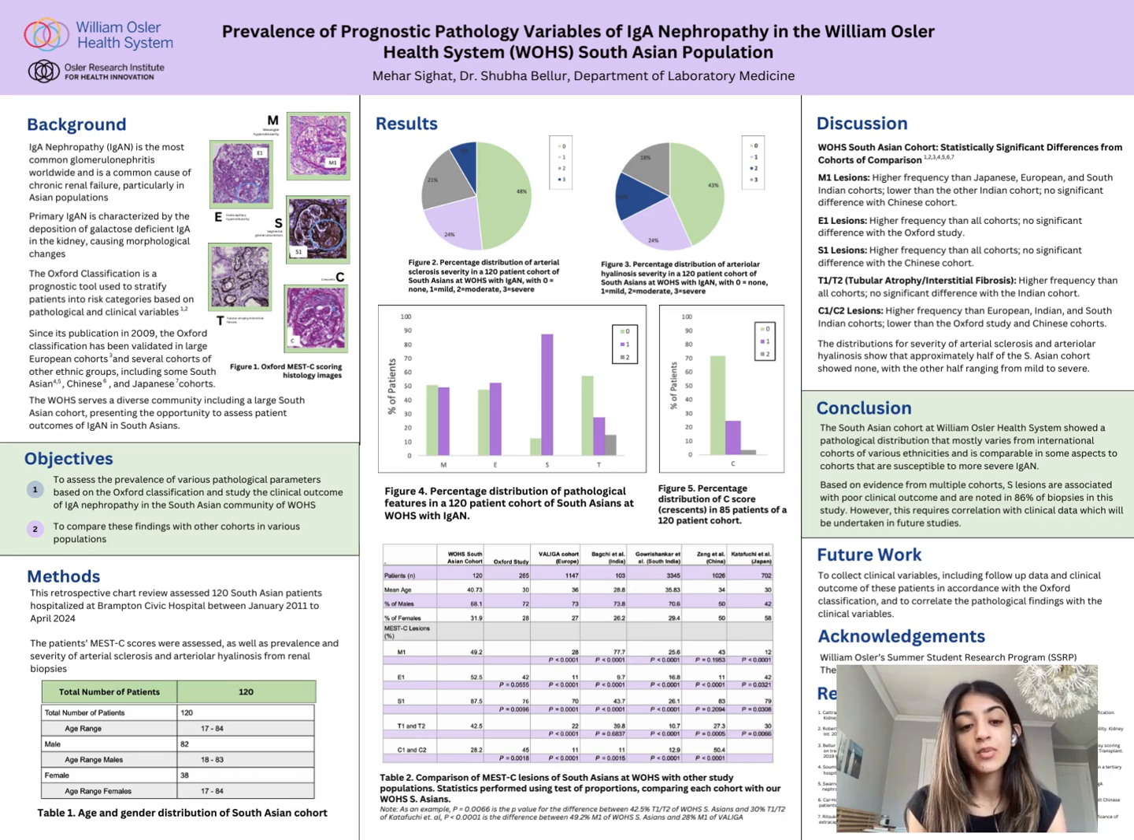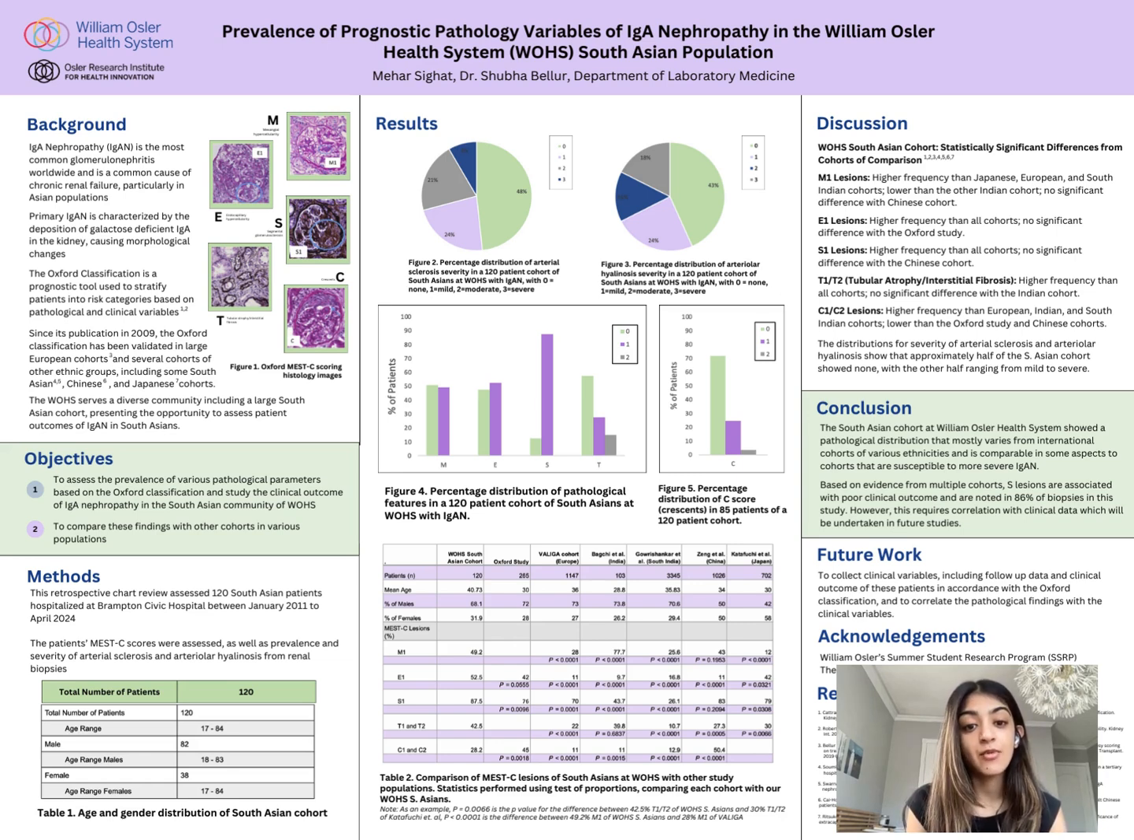We found that in the William Osler Health System cohort, 49.2% of patients had M1 lesions, 52.5% had E1 lesions, 87.5% had S1, 42.5% had T1 or T2, and 28.2% had C1 or C2 lesions. Now, these values showed a statistically significant difference from the MES-C lesions of many of the international cohorts of comparison upon performing our tests of comparison.